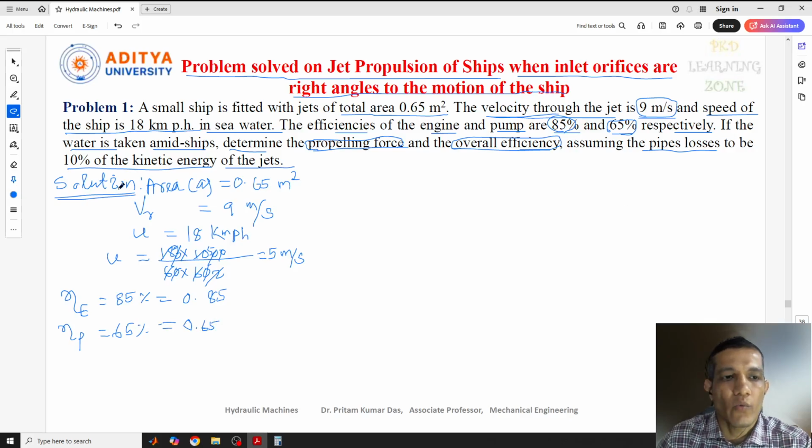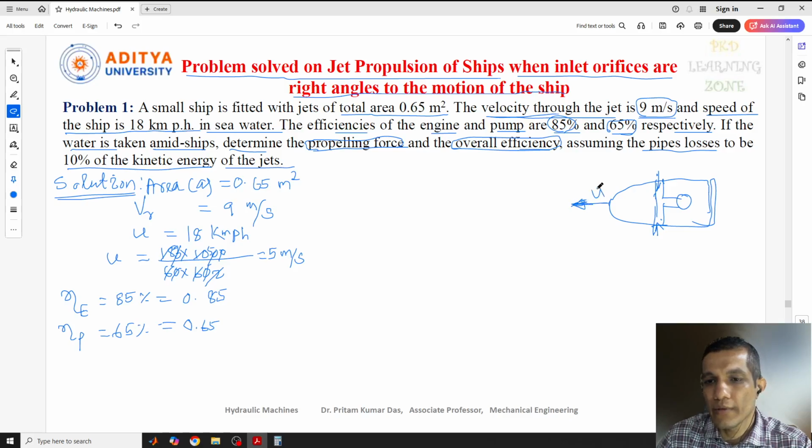Okay, if the water is taken amidships, that means the ship will be like this. Suppose this is the ship structure, and through this the water is taken. This is amid of the ship, in the middle of the ship, and here your pump will be there. This is water inlet, and the motion of the ship is like this. How does this motion of the ship happen? Because of the velocity of water which is coming out from the jet. So this velocity gives a reaction to this ship, that's why the ship is moving in this direction.